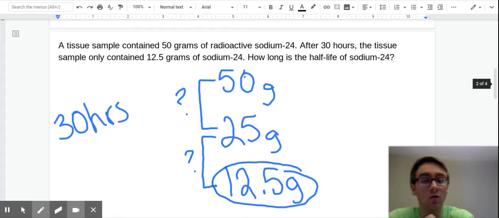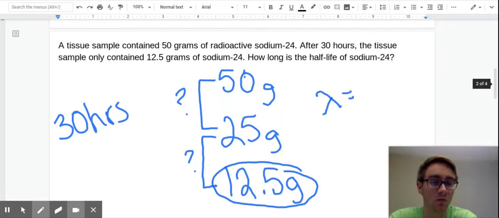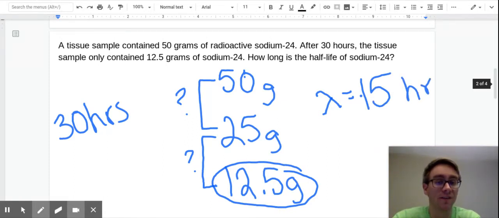So how long was each half-life? Well, 2 half-lives, total of 30 hours. That means each half-life, again, lambda, that's the symbol we use for half-life. You can also use the T 1/2. It's the same thing. In this case it would be 15 hours. 15 hours to go from 50 to 25. Another 15 hours to go from 25 to 12.5.